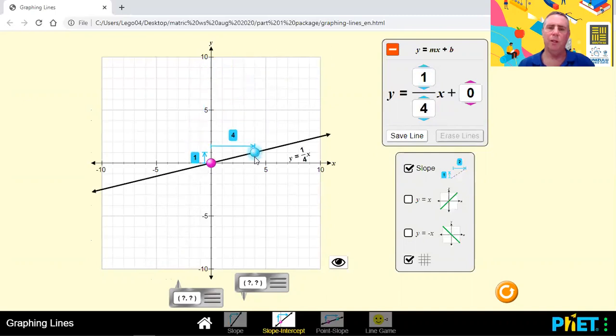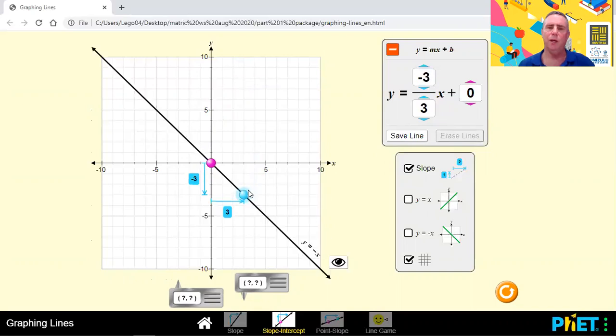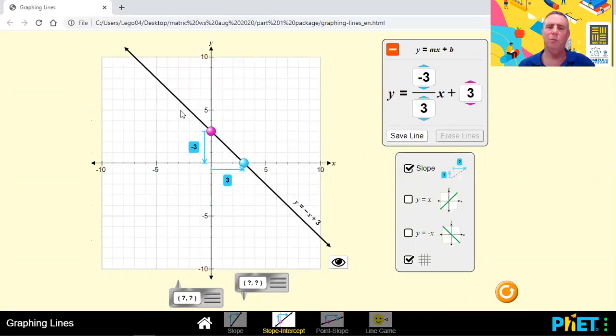Now, of course, a gradient of 0 means a flat line, and you can also have negative gradients. And if I pull the ball down here, you can see when you go across 3, you go down 3, or you can say up -3. So the gradient is -3 over 3, which is just -1. Now, of course, if I increase the c value now, the y-intercept, you'll see the whole line moves up like that. So this is the graph of y equals -x, that's the gradient, plus 3.